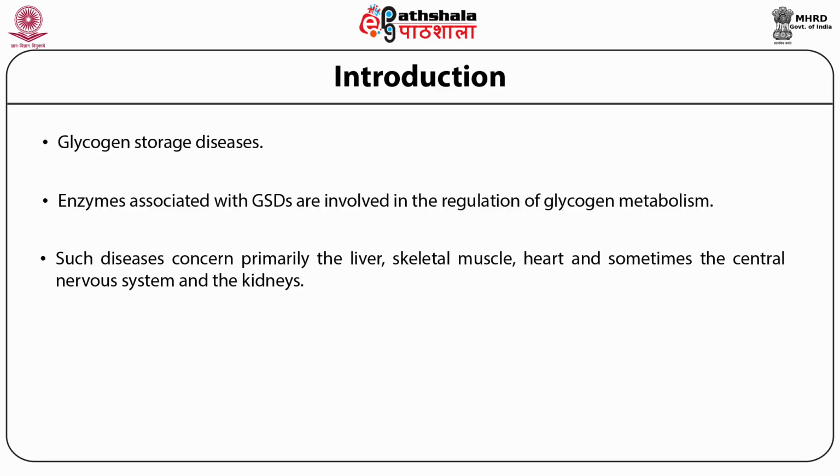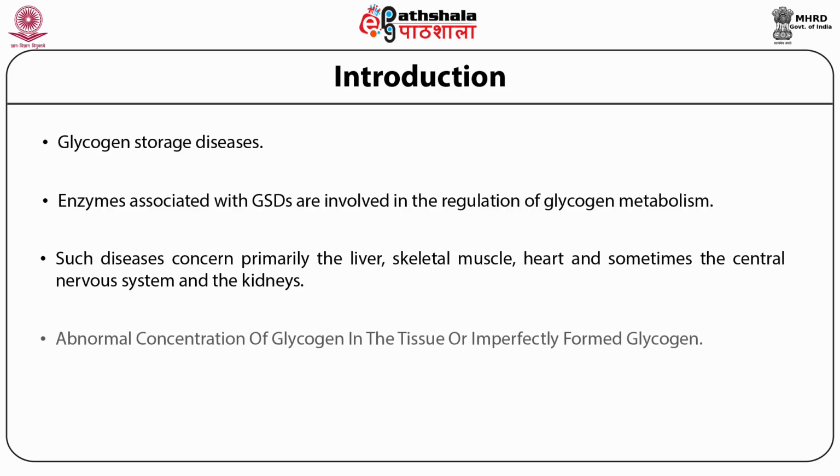It results in abnormal concentration of glycogen in the tissue or imperfectly formed glycogen. In glycogen storage diseases, the human body is not able to make enough glucose or not able to use glucose as a source of energy. The diagnosis of a glycogen storage disease depends on an individual's symptoms.